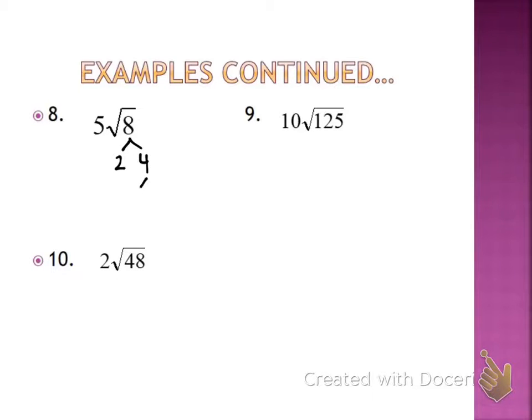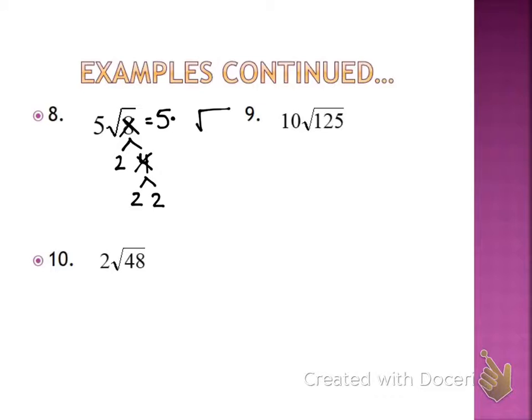What does it break into? Which numbers can I cross out right now? The 8 and the 4. We are not going to cross out this 5. We still need that to just hang out there. When we go to write our answer, the 5 stays out in front there. It's going to get multiplied to any other number we bring outside.